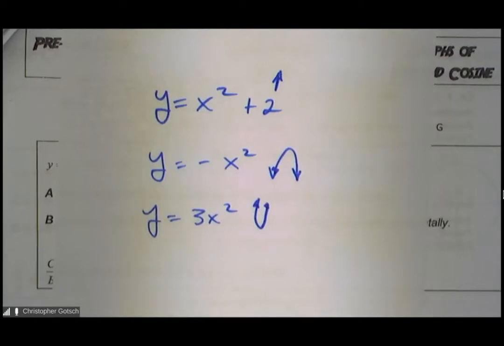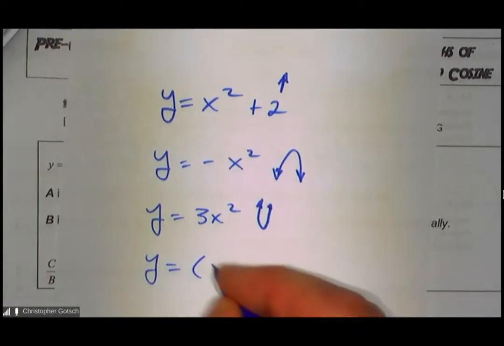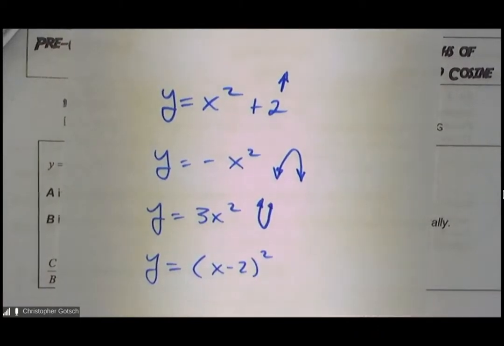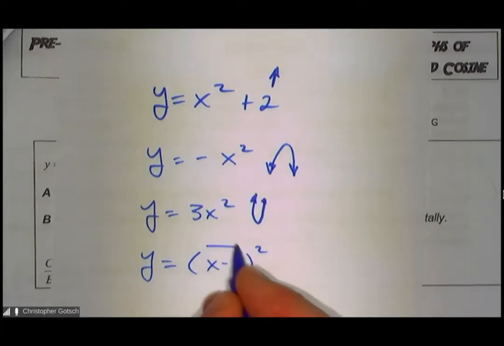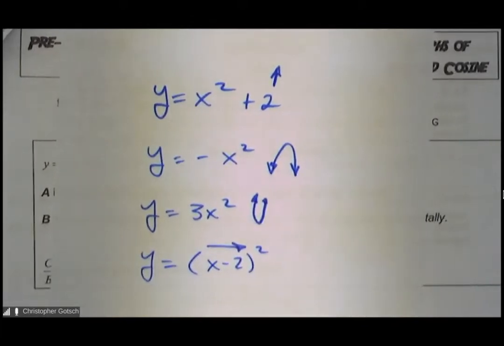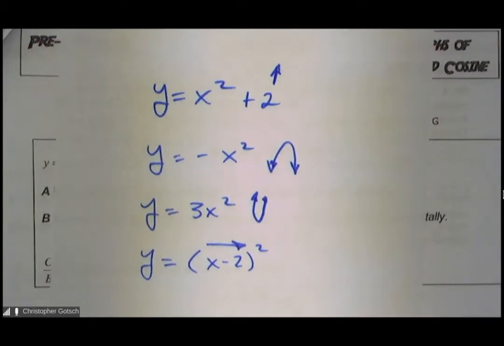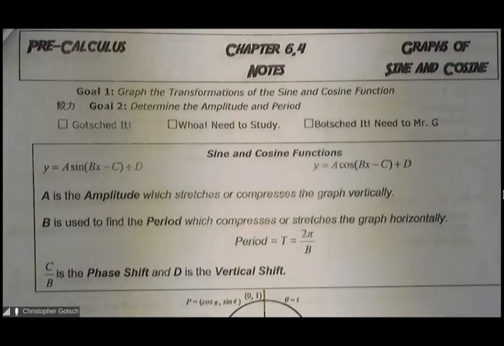So all those transformations are going to hold true. Eventually, we'll see the ones that move left or right, like x minus 2 squared. We know that one, or should know. Opposite of what you see in parentheses, that's going to be a shift to the right. So we're going to see a lot of these guys today, but now with sine and cosine. Okay, so let's take a look. Again, that's our goals for a graph transformations of sine and cosine.